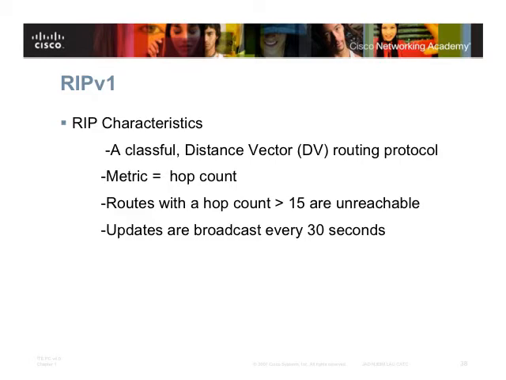This is count to infinity, so we know that routes that have a hop count up to 15, this means that this is a valid metric. 16 means that this route or this network is unreachable. Okay? Updates are broadcast every 30 seconds.